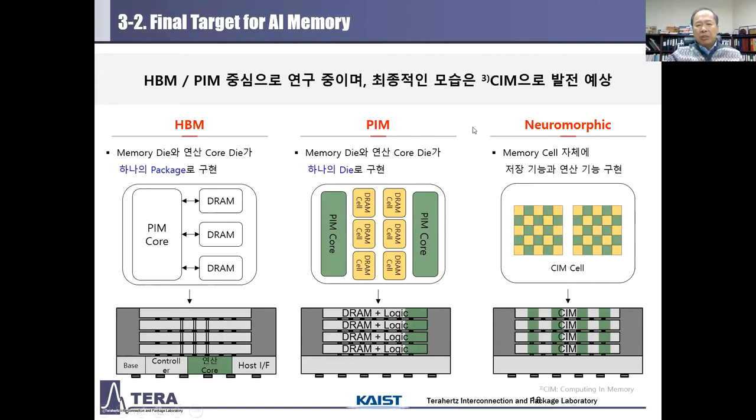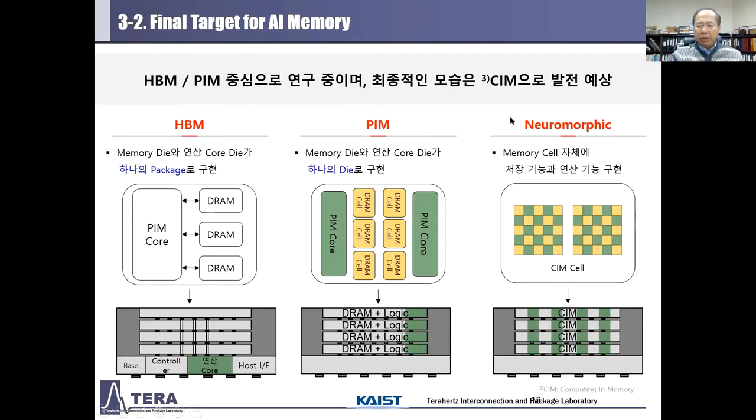The direction from HBM to PIM to neuromorphic is that they have to combine memory and calculation elements as close as possible to minimize the power consumption. Also, to accelerate the calculation time, they have to have parallelism. And it will have more and more parallelism as we go from HBM to PIM to neuromorphic.